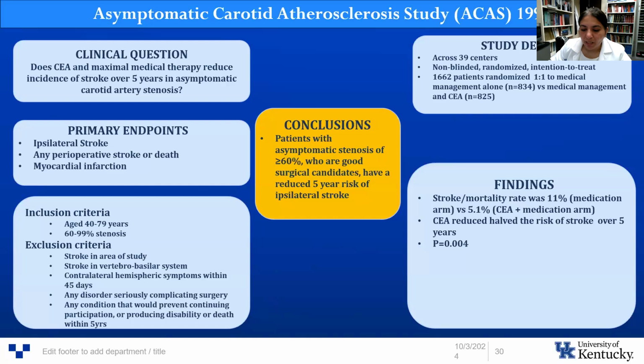of peri-procedural complications. So the conclusion was that patients who have asymptomatic stenosis but have greater than 60% narrowing and have good surgical risk criteria, the risk of ipsilateral stroke decreases by half in these patients if they undergo surgical management compared to medical management alone. And the number needed to treat based on this trial was 19 to 50.